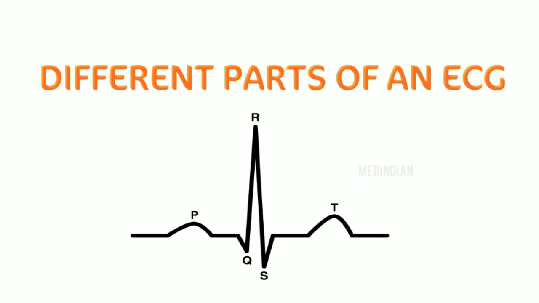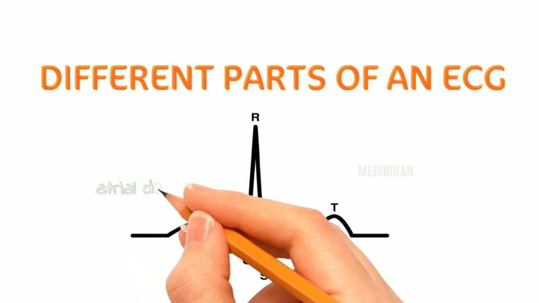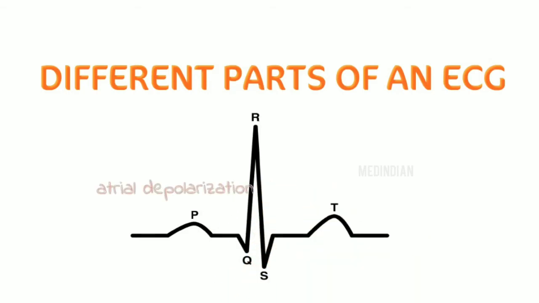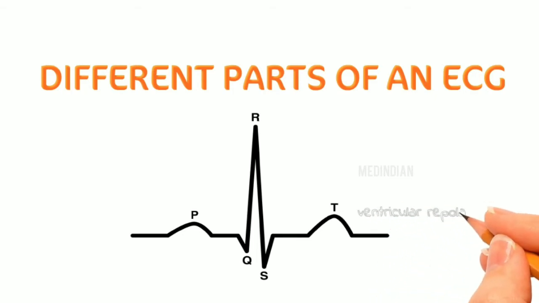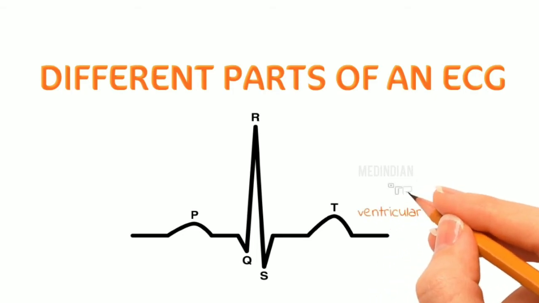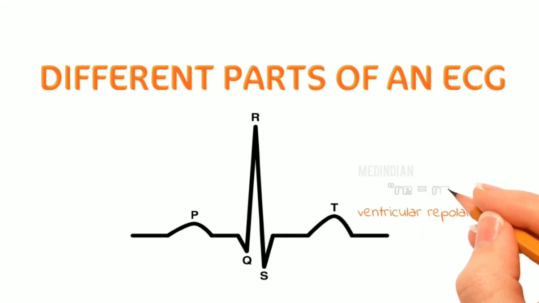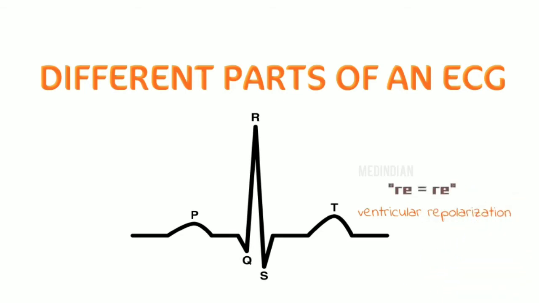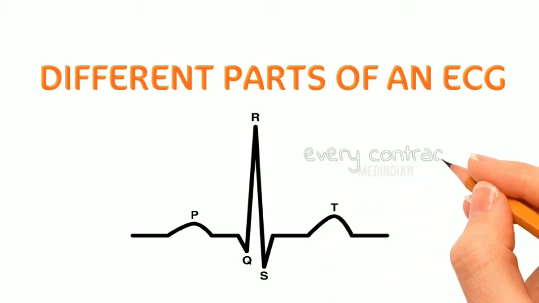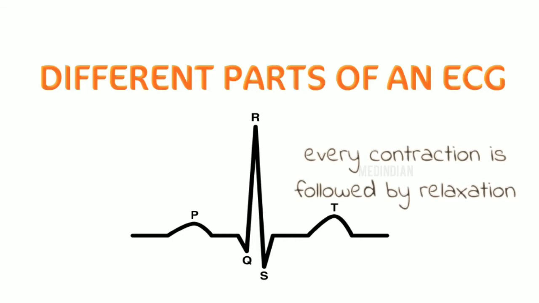Let's discuss in detail. The P wave indicates atrial depolarization, where the two atria contract. The QRS complex represents ventricular depolarization, where the ventricles contract. Lastly, we have the T wave, which represents ventricular repolarization, where the ventricles relax. So remember, repolarization, relaxation. Every depolarization is followed by a repolarization. That is, every contraction is followed by a relaxation.